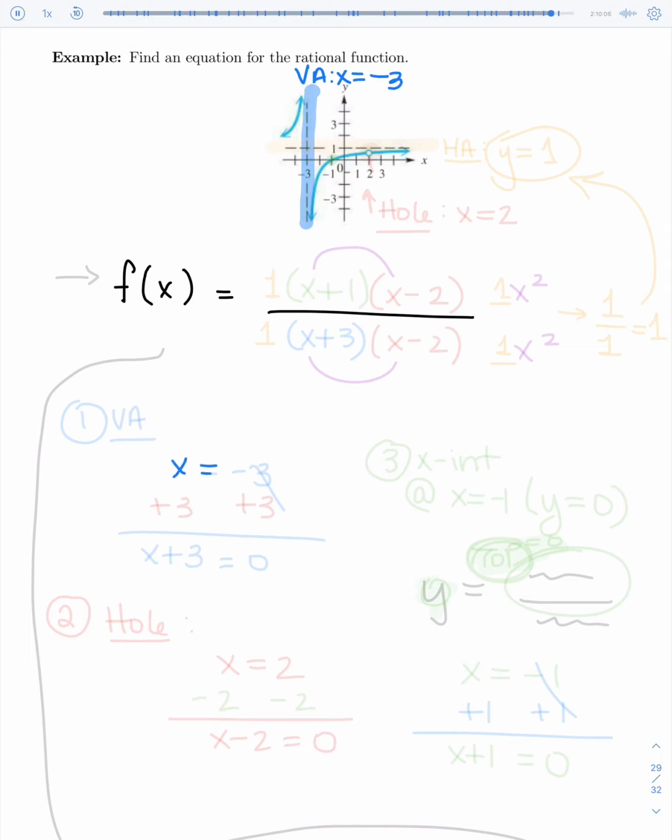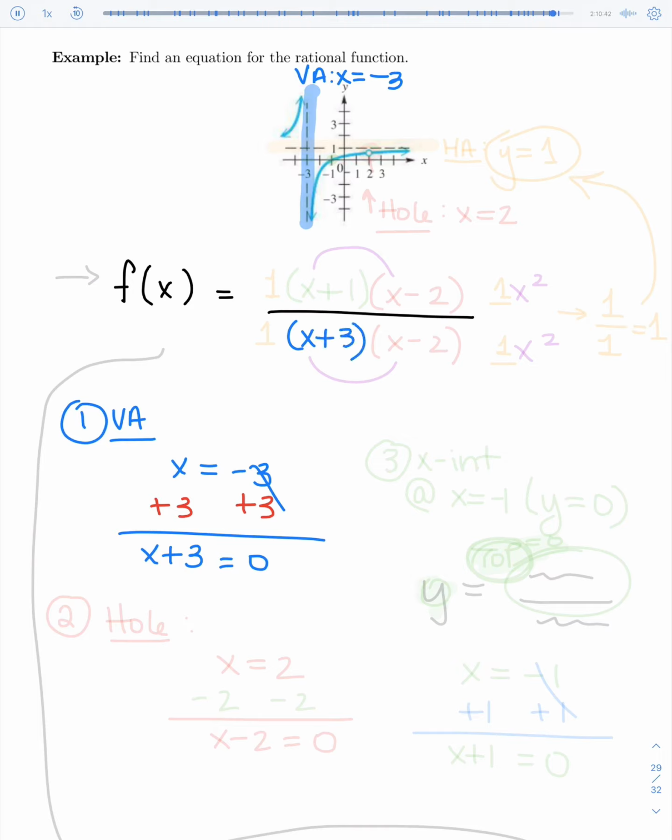Well, if we've got an asymptote at x equals -3, it means that it's going to make our denominator 0. Where does it make our denominator 0? To figure that out, we need to go in reverse, add the 3 to both sides, and that will give us x plus 3 equals 0. So that's the factor that needs to go on the denominator from the vertical asymptote to make sure that the denominator equals 0 there. So we'll have a factor of x plus 3.